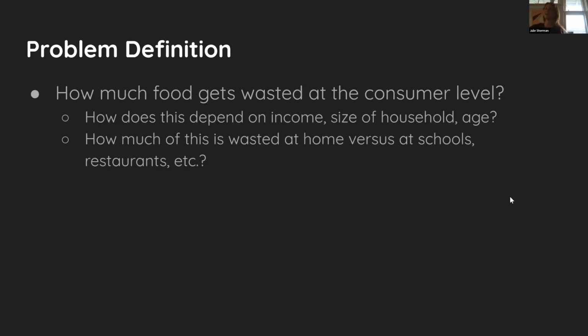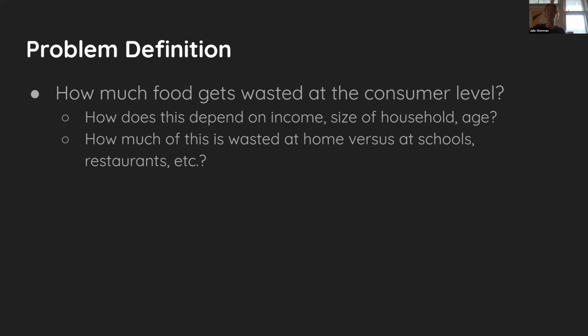Let's go ahead and try to define the problem. I'm probably just going to flash up my answers and then get more input on the subsequent rounds about variables and assumptions. So the question that I'm trying to answer in this problem is how much food gets wasted at the consumer level. We want this to explicitly depend on income, household size, and age of household members. It also mentions these decisions being made at schools, restaurants, and grocery stores. So how might that influence, right?